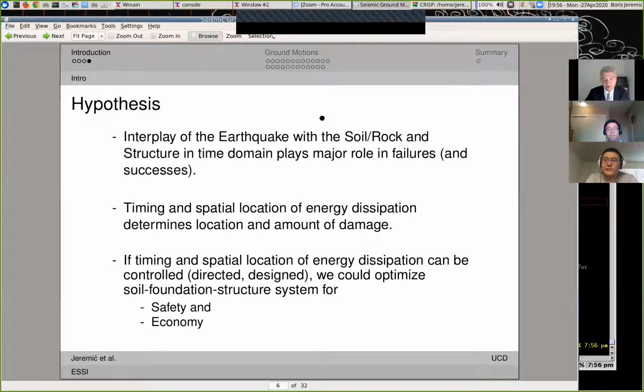Not all buildings fail. Some buildings fail, some bridges fail, some objects get damaged, but a lot of times we actually do have successes. The main point is that timing and location of energy dissipation determines location and the amount of damage. And if we can control this timing and location of energy dissipation, by making different shapes, different types of structures, using different materials, we can direct it, we can design better soil structure systems. We could optimize the soil structure system for safety and economy, and that's really important.